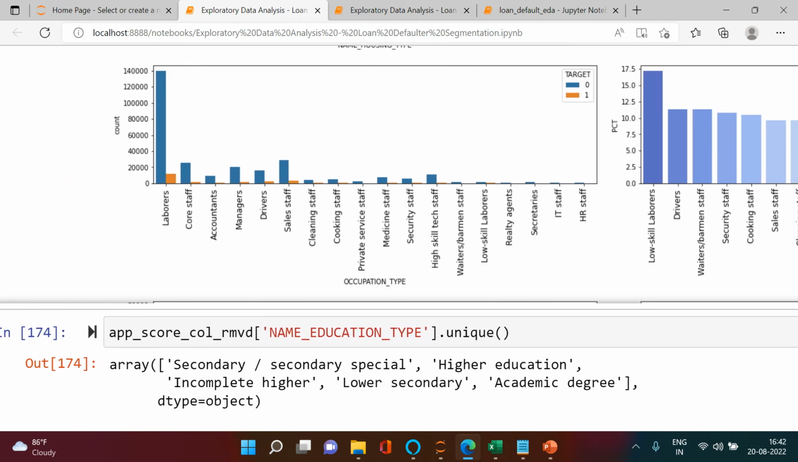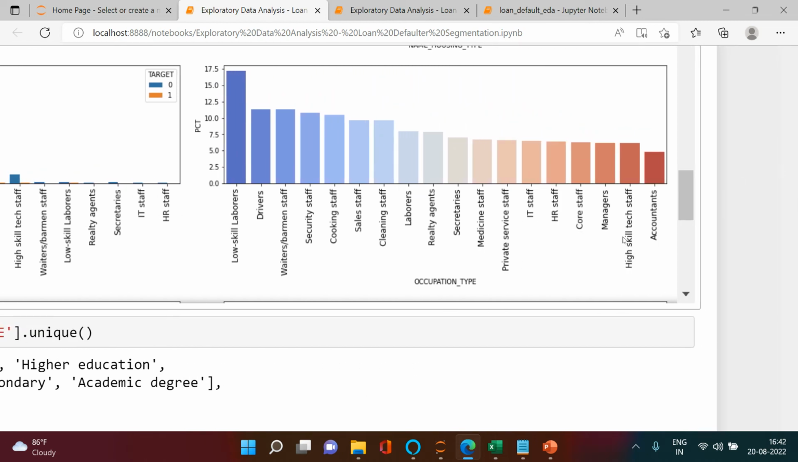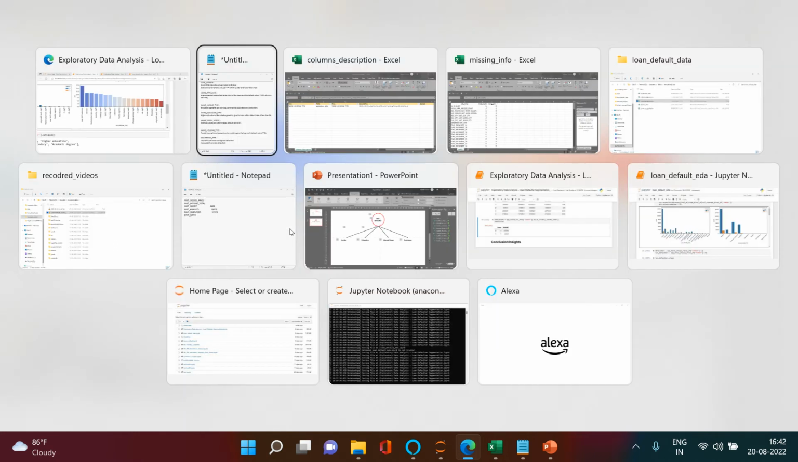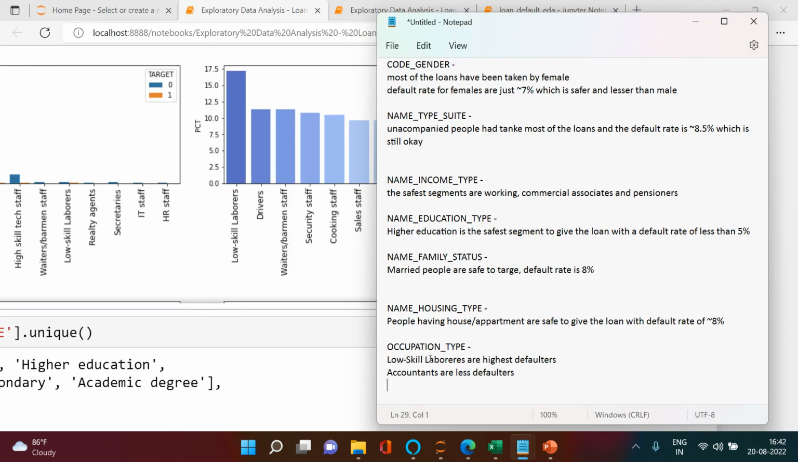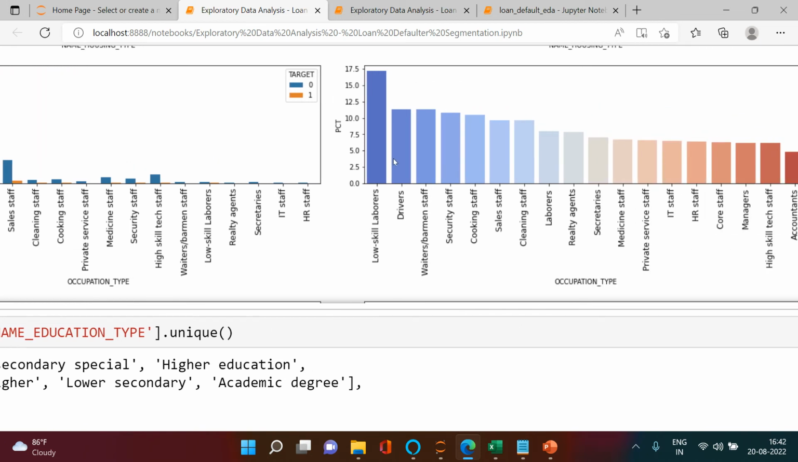Let's have a look at drivers, right? And where the drivers are. So the drivers are here. They have a high default rate. So we should not target the drivers also, right? So let me just write over here: low skill laborers and drivers. You see the total number of loans given to the drivers is somewhere 18,000 customers, and out of 18,000 somewhere 11% are defaulters, which is comparatively too high.